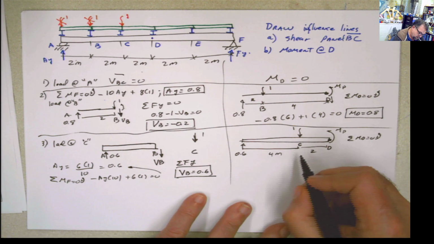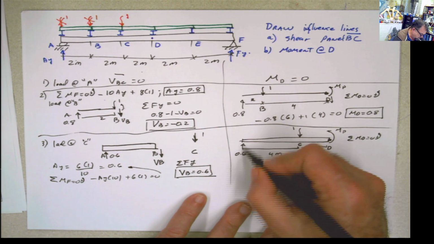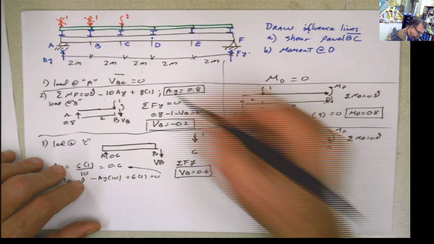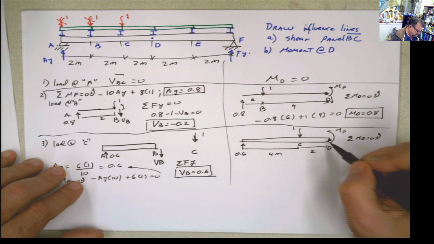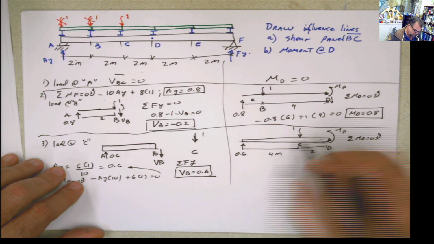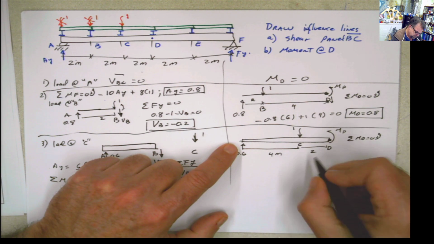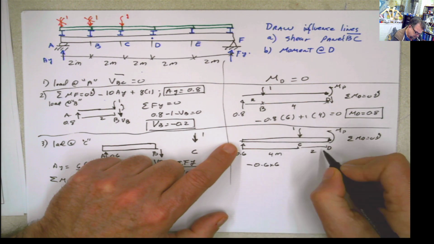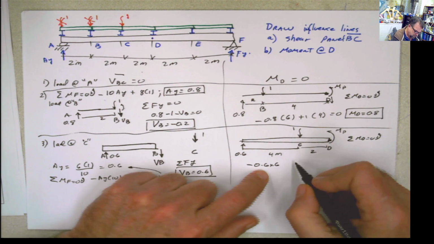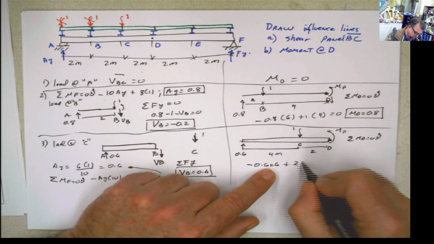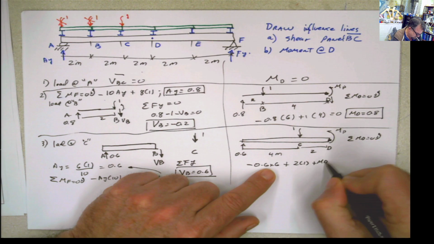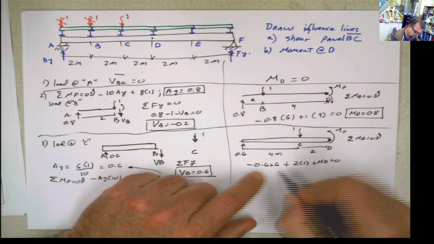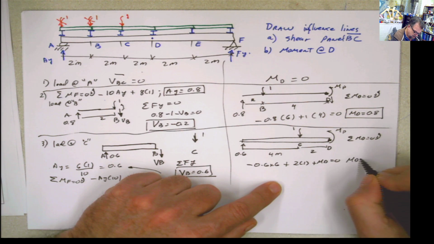You're going to have 0.6, where am I? Load is at C, and I'm calculating the moment here, right? 0.6 times 6 negative, plus 1 times 2 plus MD equals 0, and this is what, 3.6 negative plus 2 positive, negative 1.6, pass it to the other side, 1.6.